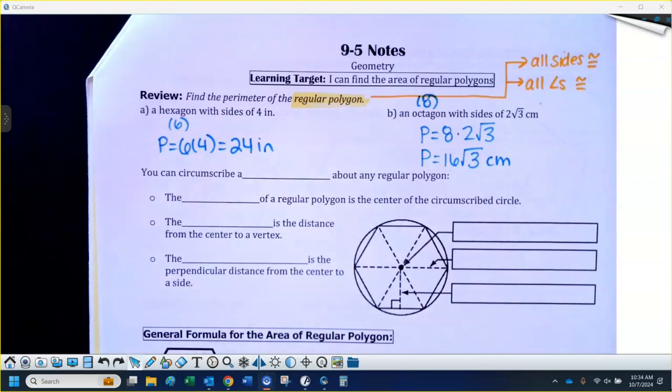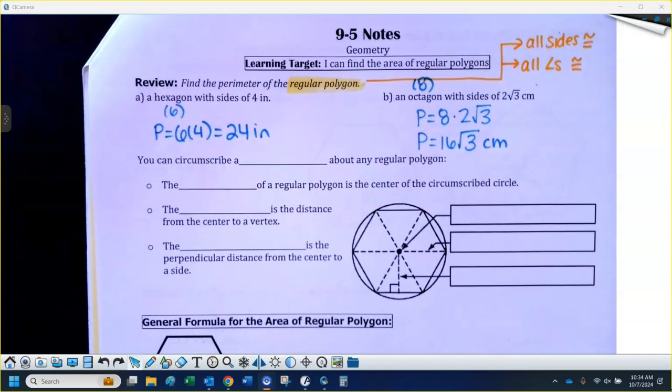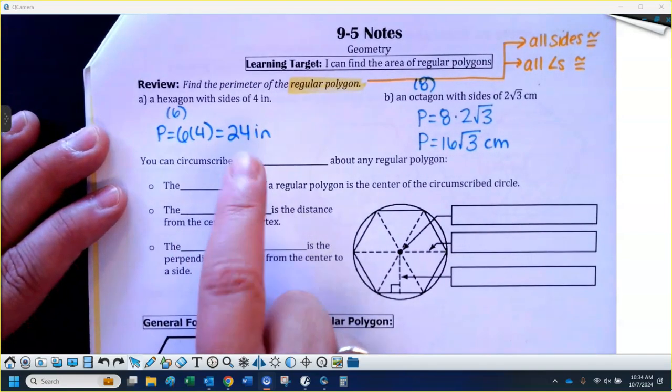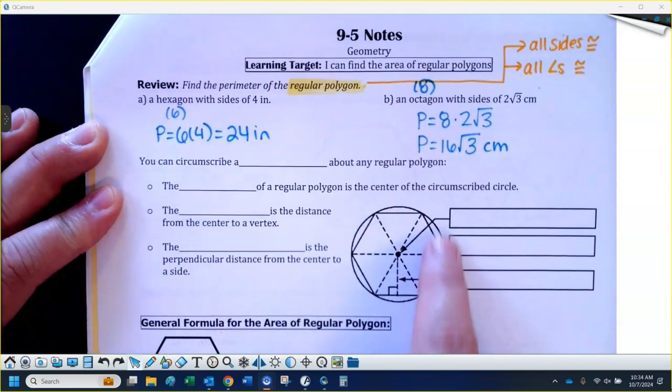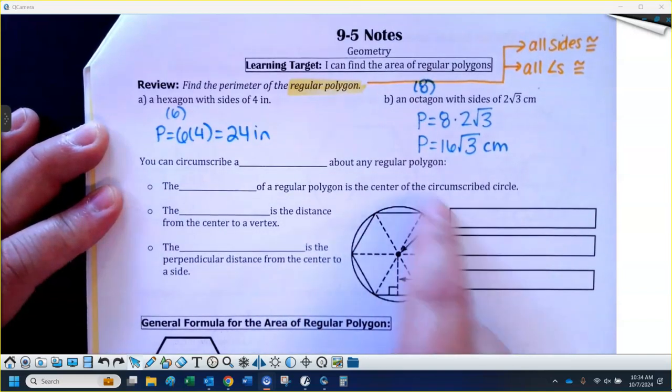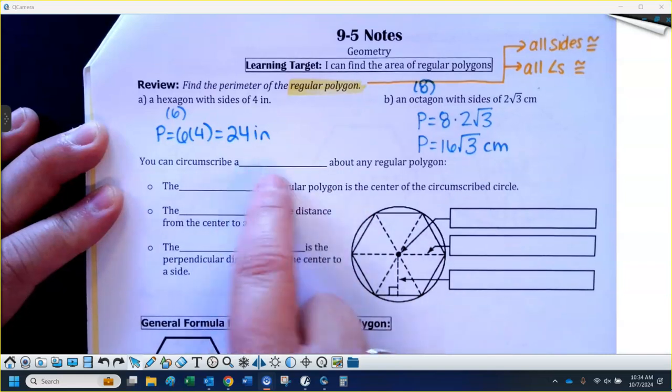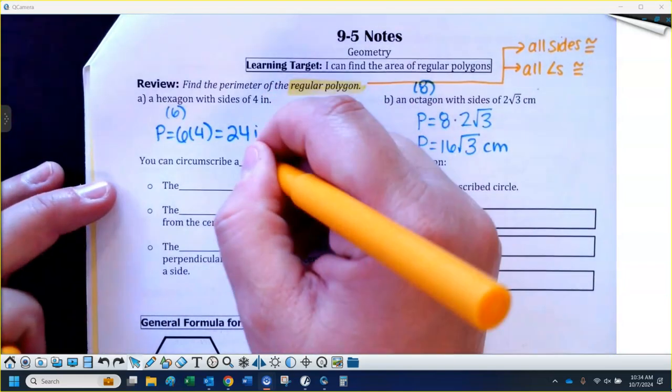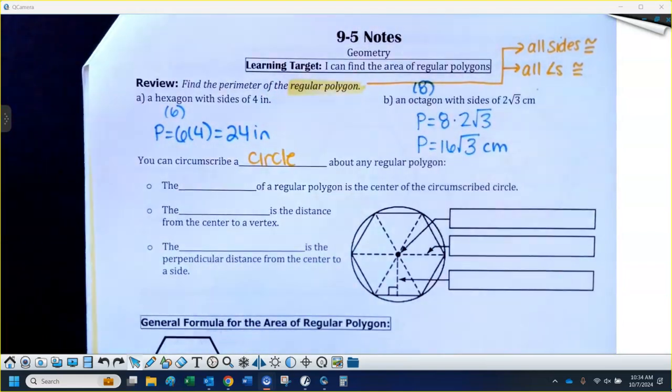So all these questions we're going to do today are going to be regular polygons, so all the sides will be the same length. Now, I have a little picture here, and I don't know if you guys got to this or not, but you can do this. A lot of the teachers didn't get to this, I feel like, because they ran out of time, but you can put a circle. It says you can circumscribe a circle is going to be what I'm going to put in this blank about any regular polygon.